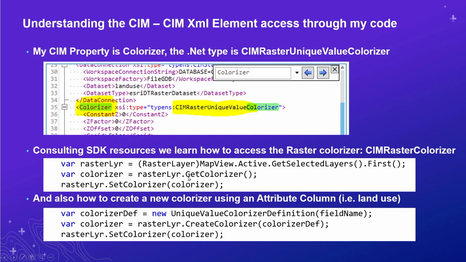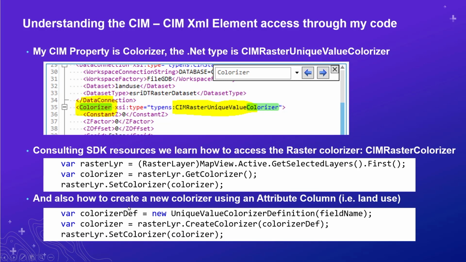So this retrieves the colorizer for the first layer that I have selected in my TOC. If I deal with this SIM, it is of the type SIM raster unique value colorizer. I can now modify that colorizer, and then on the layer I can call set colorizer, passing in that modified colorizer to change the color definition and the labels.